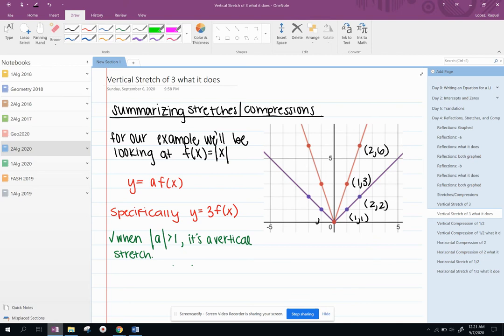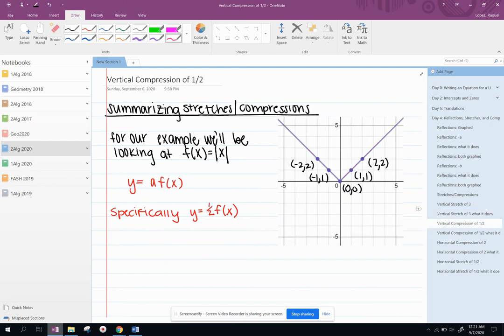And because, again, it's outside of our parentheses, it's going to affect our y values. So this point 1, comma 3 becomes 1, 3. This point 2, comma 2 becomes 2, 6. All of those y values got multiplied by 3 and they were stretched upward. Okay, so we can summarize that by saying when the absolute value of a is greater than 1, it's a vertical stretch. Now let's take a look and see what happens when I plug in 1/2 in for a.